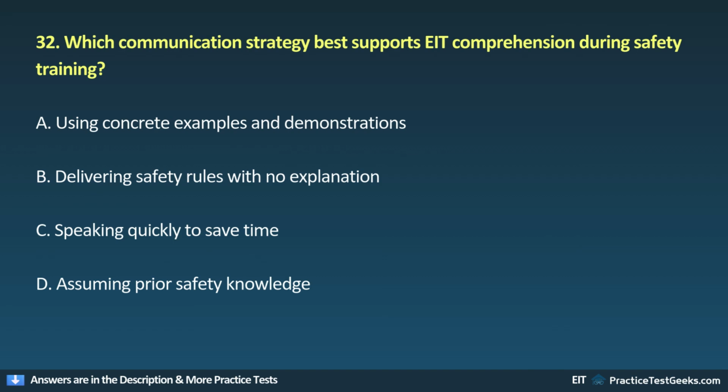32. Which communication strategy best supports EIT comprehension during safety training? A. Using concrete examples and demonstrations. B. Delivering safety rules with no explanation. C. Speaking quickly to save time. D. Assuming prior safety knowledge.